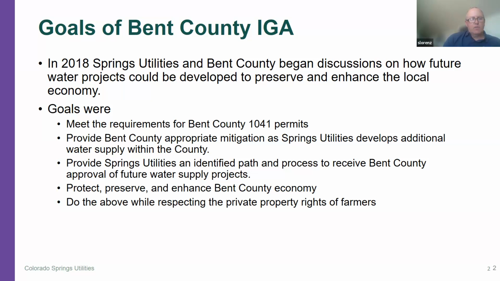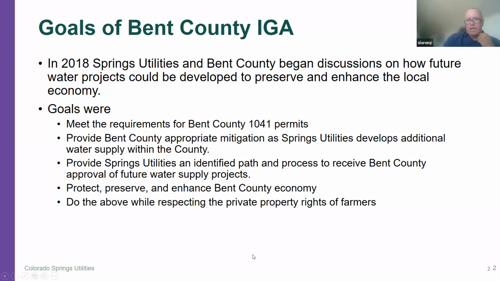And it meant Colorado Springs saying, okay, Bent County is providing not just water to us, but the food that's going to Whole Foods and to King Soopers and to Walmart Market. That's all coming from farmers in the lower Arkansas Valley. And we need to appreciate that. And we want to sustain that just as much as anything else. And so you see the goals that we had for the Bent County IGA.